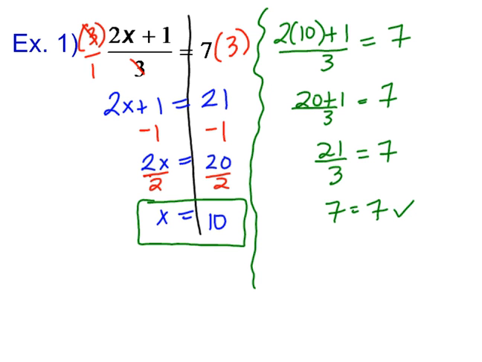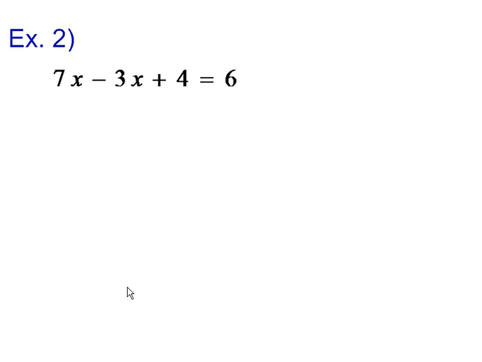We're going to move along to the bottom of your page where it says example number 2. Here we have 7x minus 3x plus 4 equals 6. The thing you know about collecting like terms is really cool, because if there's more than 2 things on a side, that means we need to collect like terms. Here we have 1, 2, 3 things on the same side.